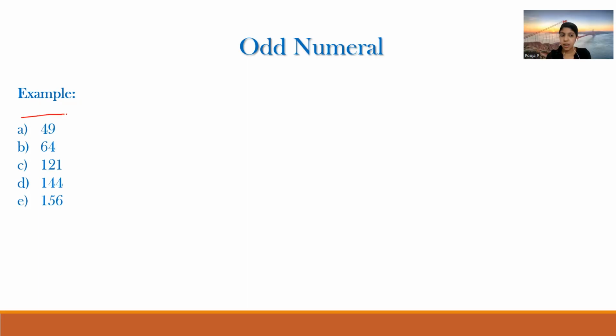Correct. A to D, all the options given are perfect squares, whereas 156 is not. So option E is the correct answer. That is the odd number.